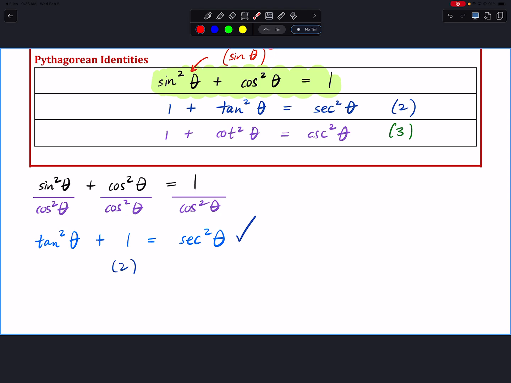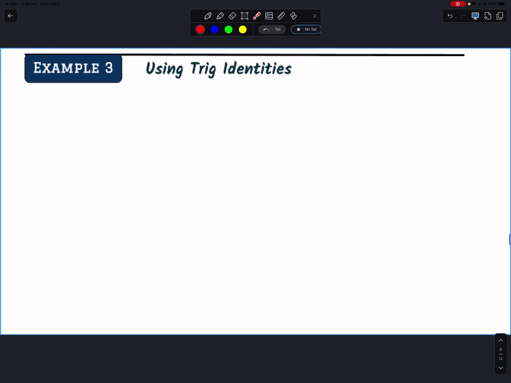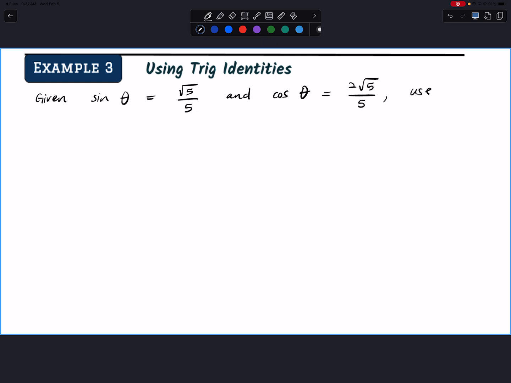All right. So now that we know that, next problem. If you're in my college class, and the directions say to use identities, that means I do not want you to draw a triangle. I want you to use the identities. So, given that the sine of theta is equal to square root 5 over 5, and cosine of theta is equal to 2 square root 5 over 5, use trig identities to find the remaining 4 trig functions.